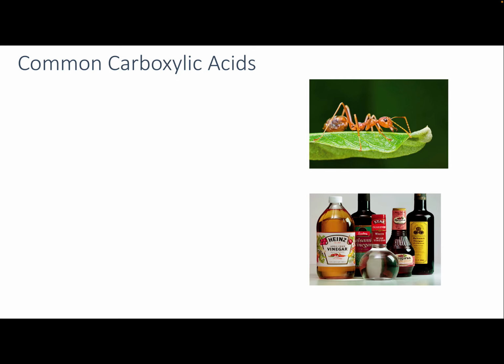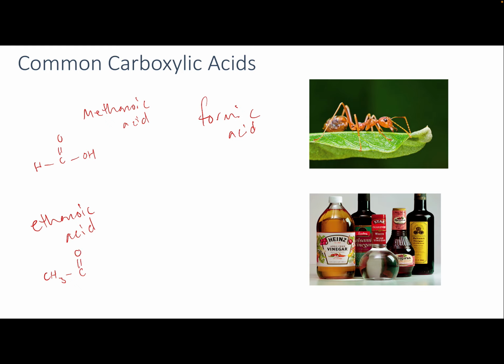A red ant, for example, contains methanoic acid, or formic acid, as we better know it. This is the defense of the ant that stings our skin. The sour taste of vinegar is due to ethanoic acid. We know this better by its common name, acetic acid. So we add that to water, we get vinegar.